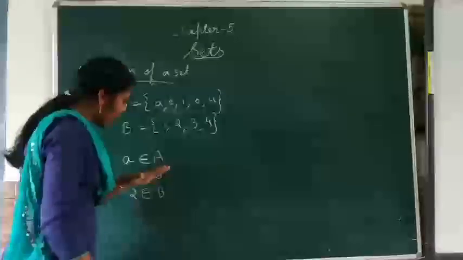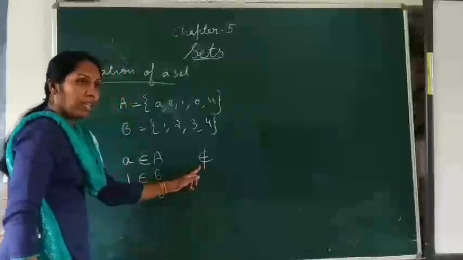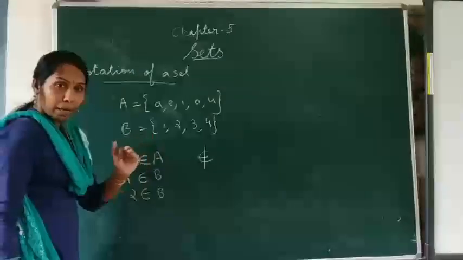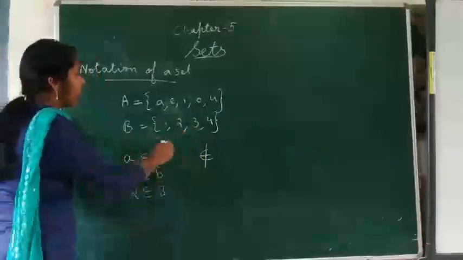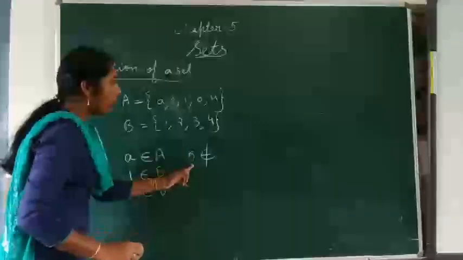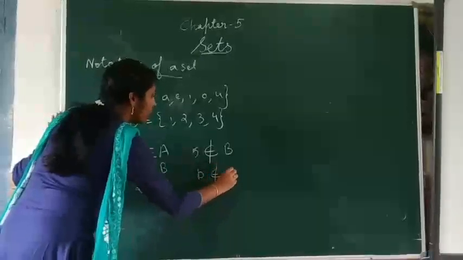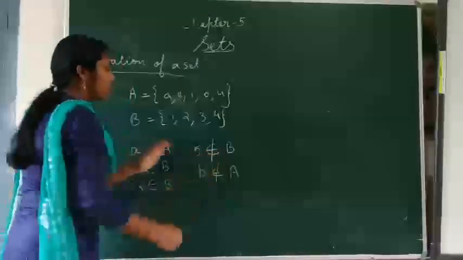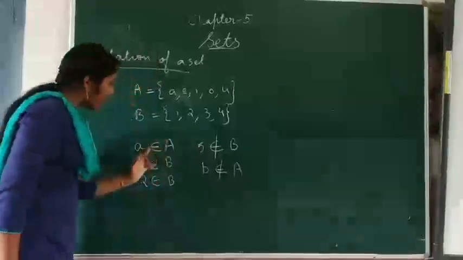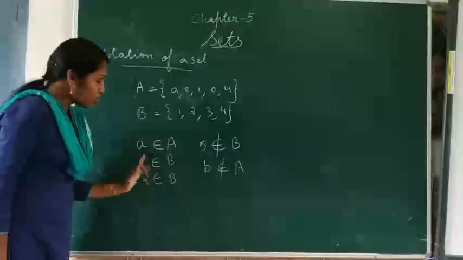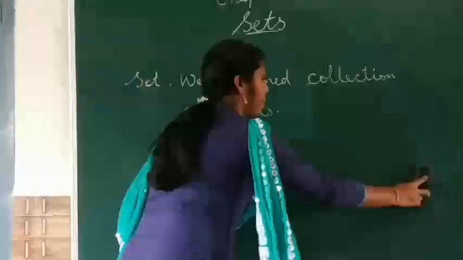We have also another symbol that is does not belong to. It is used to represent that a particular member is not a member of the set. For example, here if we consider 5 does not belong to B, or b does not belong to A. So this symbol is used to say that a particular member is not a member of the given set, and the symbol belongs to is used to say that a particular member is a member of the given set.